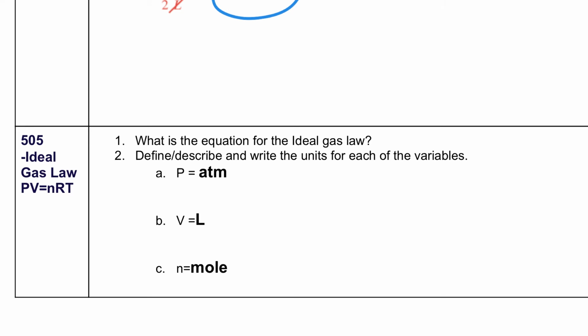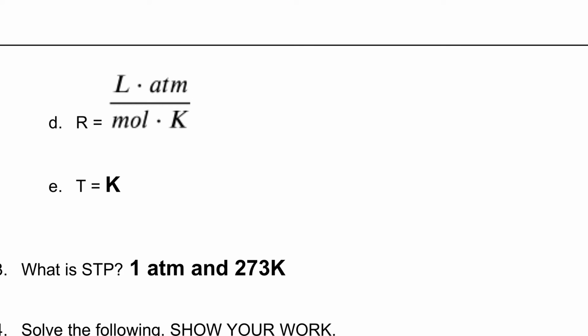So define, describe, and write the units for each of the variables. So P is pressure in ATM, V is volume in liters, N is moles, and it's the quantity of the gas that we have. R is your gas constant. Its unit is liters times ATM divided by mole Kelvin. And your temperature is in Kelvin.